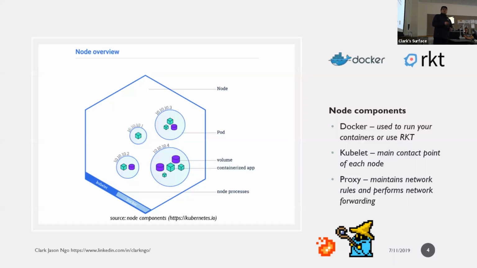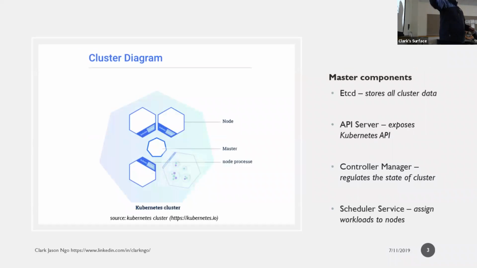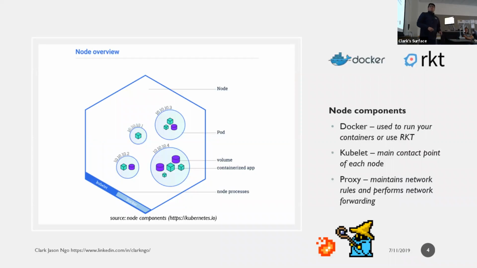So what is a node? So let's go back first again. And this is a node. This is a node. This is a node. This is the master node. And we now ask, what is a node? So a node will consist of basically a Docker, which it uses to run your container, or another alternative.